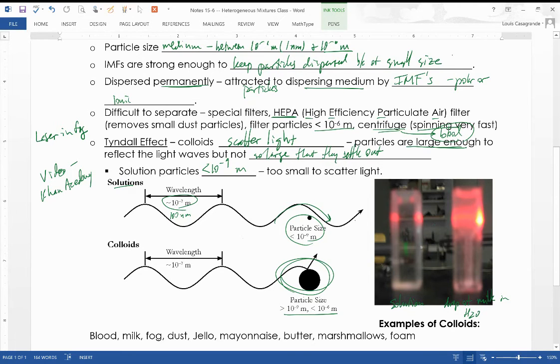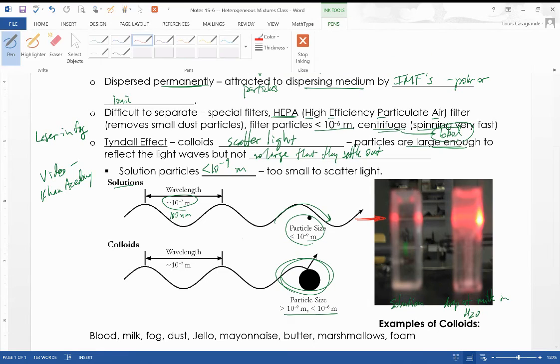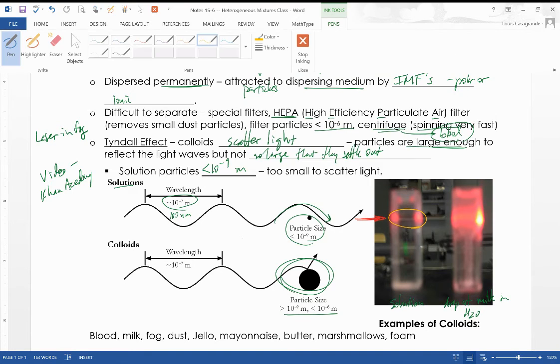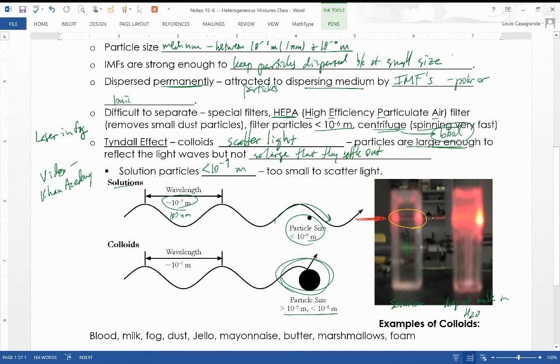So you see that as the laser light comes through, the laser light's going from left to right here, and this happens to be a red laser. You can't see that laser light inside the cuvette. That little line there is actually the line from the back, the line on the cabinet. But once that laser light hits the colloid, now the particles are big enough that they will scatter that light and we can see it.